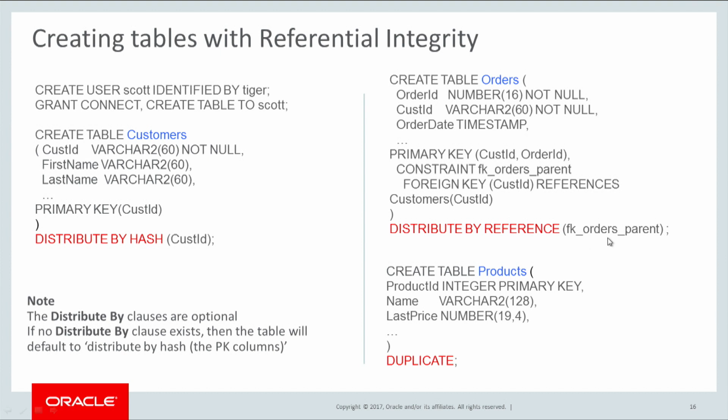And when you want to copy the data everywhere, you just add the keyword duplicate at the end of your table. So these are things that are done at the create table or alter table statement. So it's something the DBA does for performance tuning. The developer, the application, doesn't know or care.